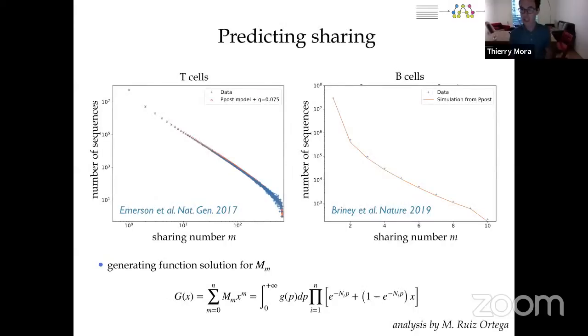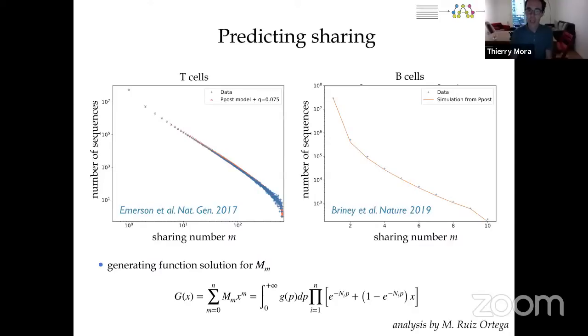And that's actually not a fit. I mean, it's just a parameter-free prediction. And you can see it works very well, both for T cells and for B cells, two different data sets, two different models also. And we also have a nice analytical formula for actually predicting the sharing number from the distribution of probabilities.